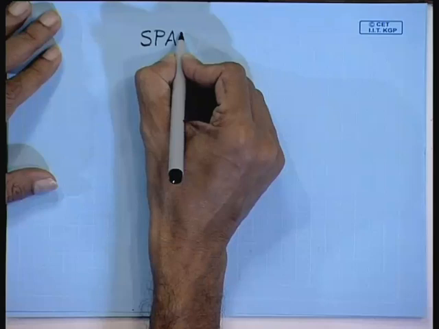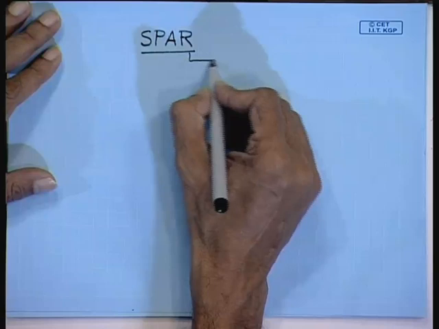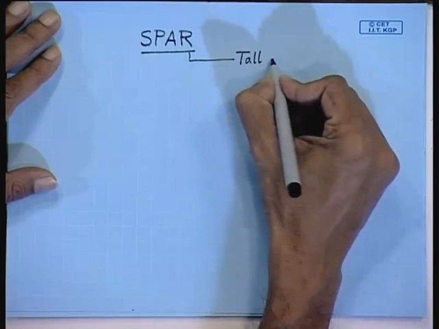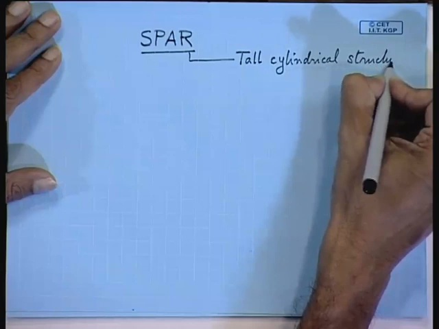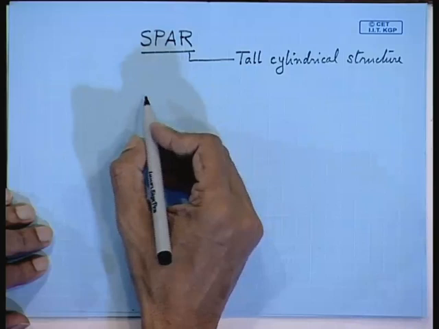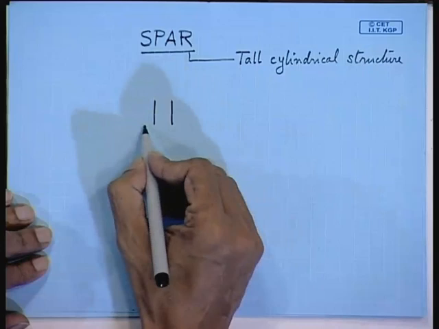SPAR. You know what is the meaning of spar? Spar is a common word in civil engineering, which normally means a tall cylindrical structure. So the spar concept is pretty widespread in offshore engineering. So here you have a neck type of column, and here you have the larger buoyancy tank.